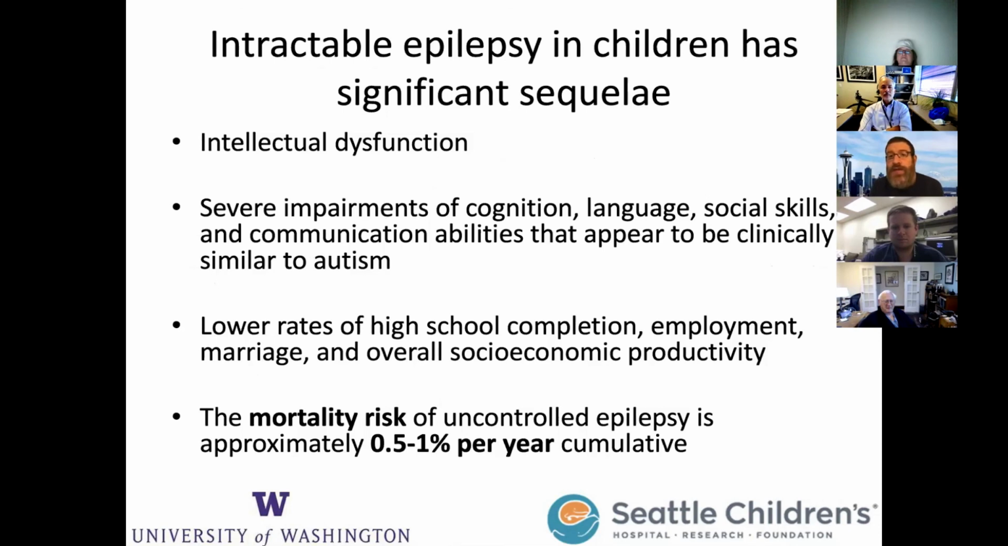Intractable epilepsy in children has significant neurodevelopmental sequelae. It leads to intellectual dysfunction. It leads to impairments of cognition, language, social skills, communication. We call that the epilepsy encephalopathy, which looks similar to kids who are on the autism spectrum. Kids with medically intractable epilepsy have lower rates of high school completion, lower rates of employment, of marriage, and of overall socioeconomic success. And of course, there's a mortality risk that's associated with epilepsy, mainly related to SUDEP, which is 0.5 to 1% per year, and it's cumulative, which can get quite substantial in children with many years ahead of them.